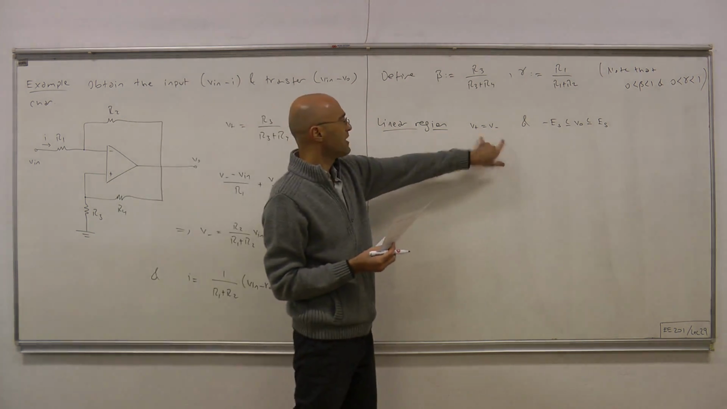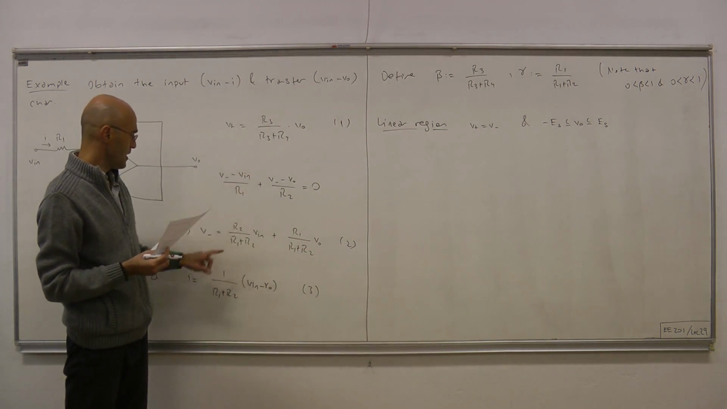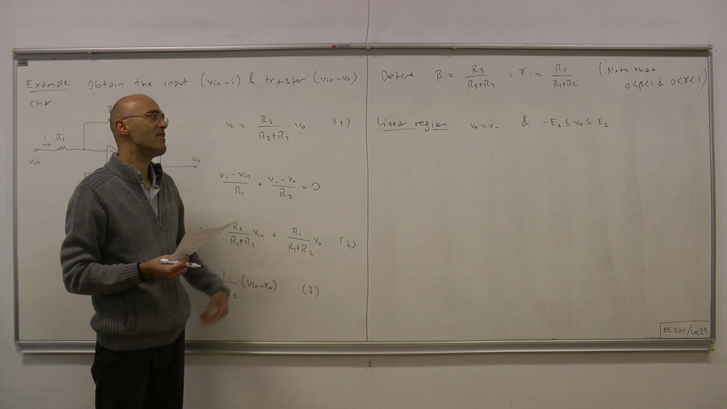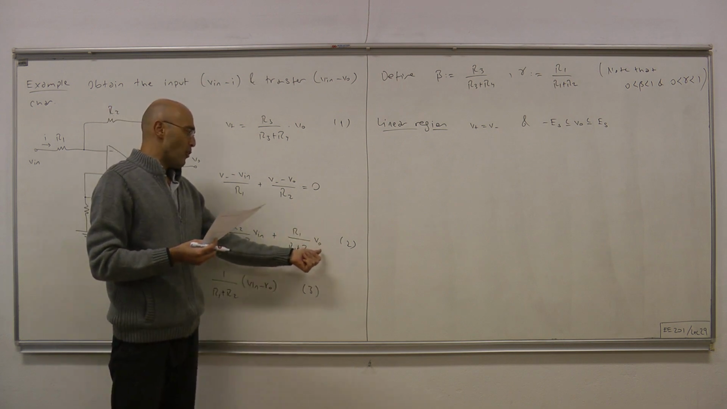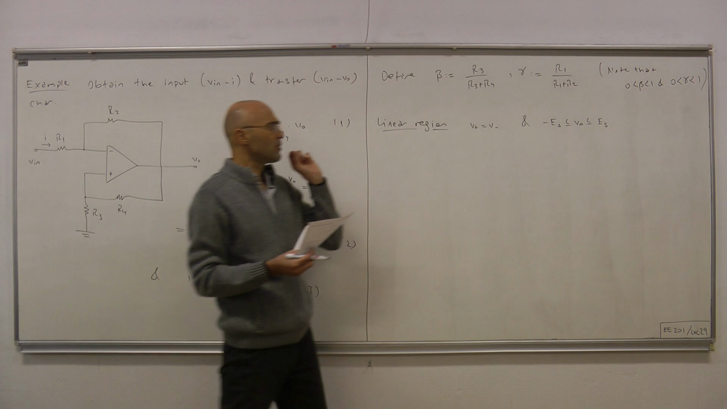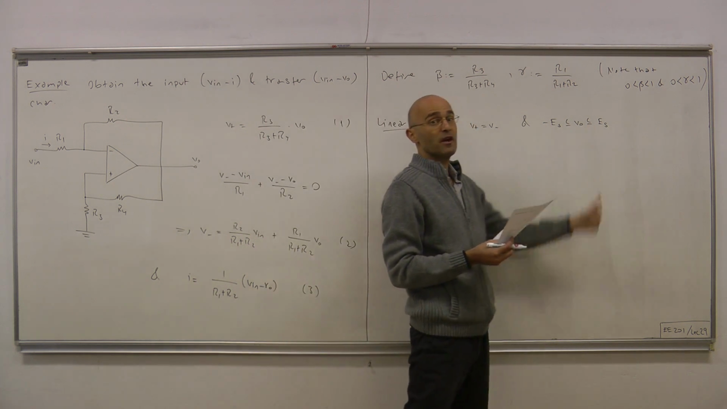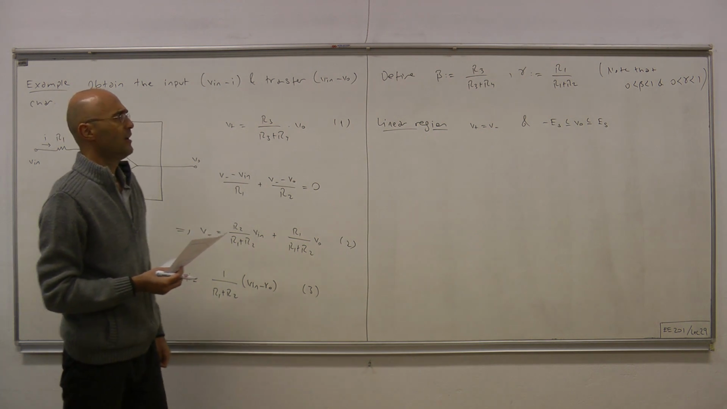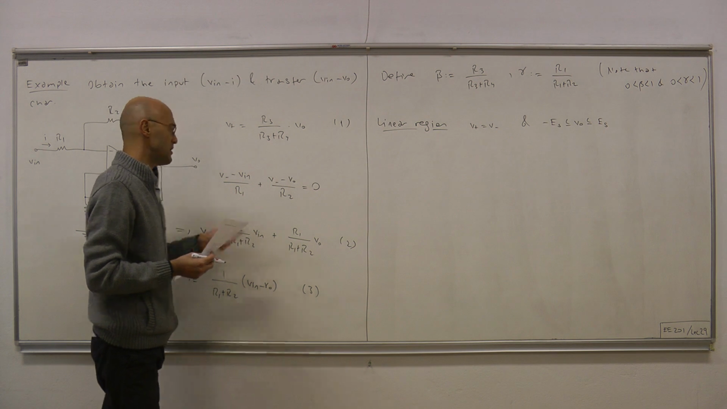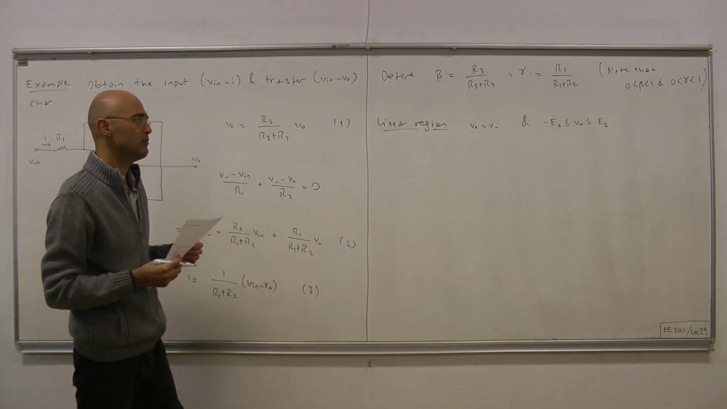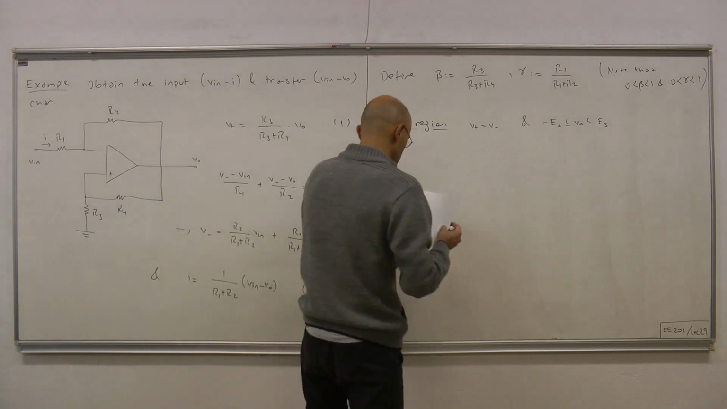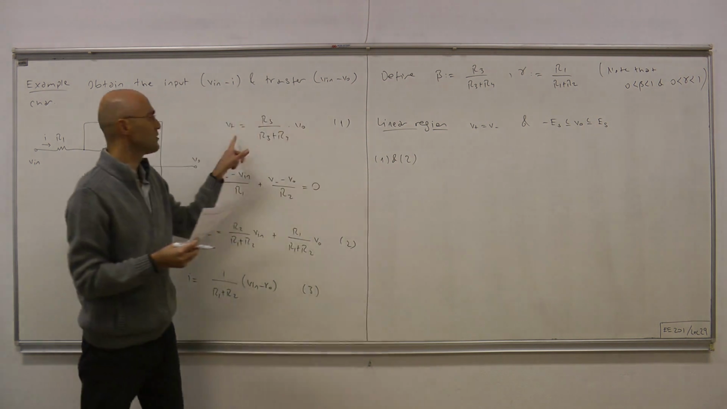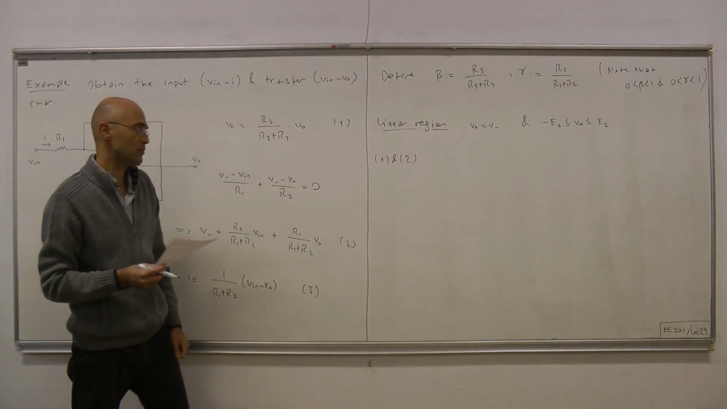So by equating V plus to V minus, V plus is here and V minus here, we're going to obtain the equivalent relationship in linear region. And then, having obtained V out in terms of V in, we will plug that expression into this constraint here, and that will give us the range of input voltage in which the equivalent relation that we will have found will be valid. So let's do that. Equations 1 and 2.